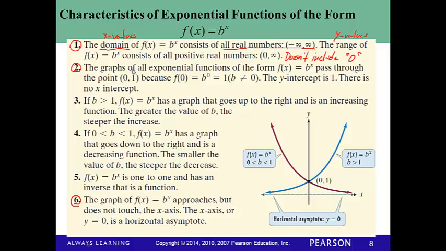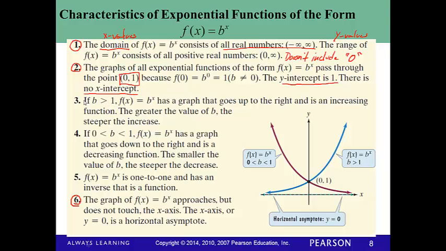Alright, let's keep going. The graphs of all exponential functions of the form f of x equals b to the x pass through the point 0, 1. Regardless what the exponential function is, as long as it's in this form, it will go through the point 0, 1, because x is 0, and anything raised to the 0 power in this class is 1. And that tells you that your y-intercept is 1. And there is no x-intercept. Remember, it never touches the x-axis. Therefore, if it can't touch the x-axis, it'll never cross it. Therefore, it does not have an x-intercept.